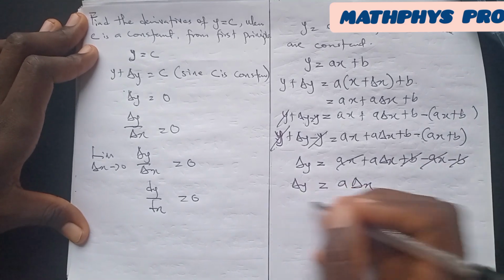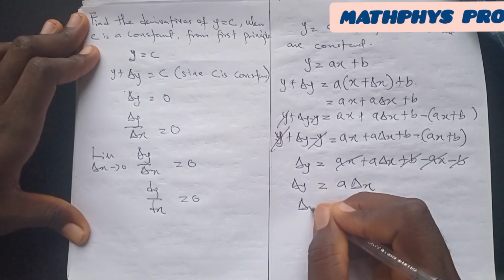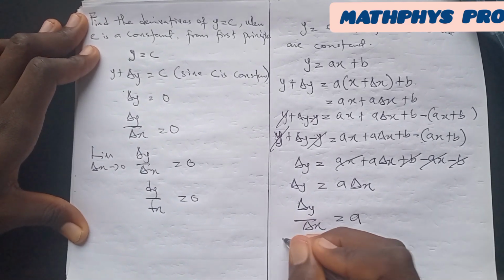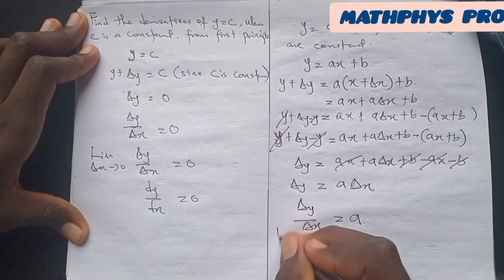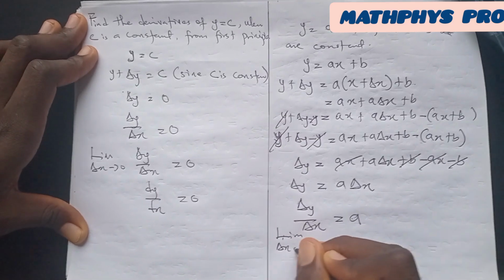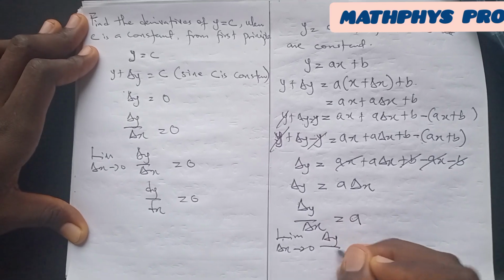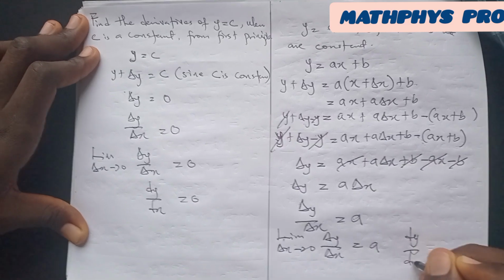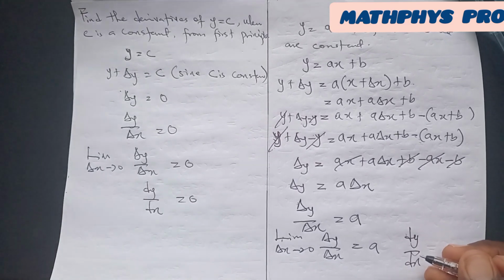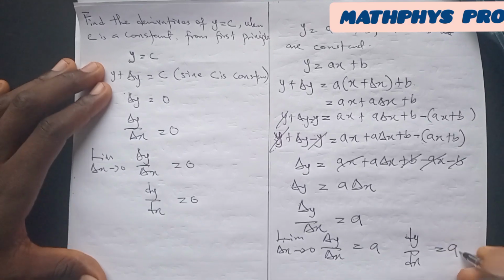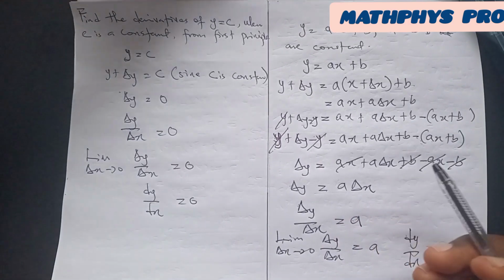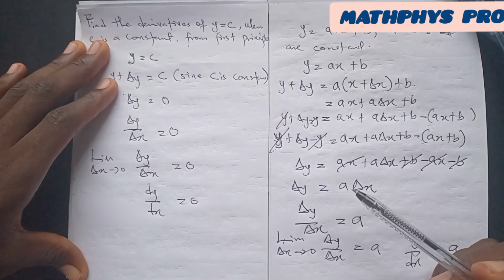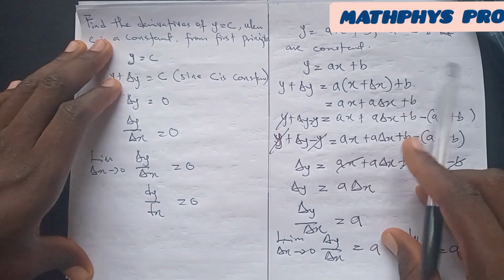So if we divide both sides by change in x, we are left with change in y over change in x is equal to a. So if we take the limit as change in x approaches 0 of change in y over change in x, it is still equal to a. So therefore, we can say that dy/dx is equal to a. So now we have found the derivative using first principle of y equals ax plus b.